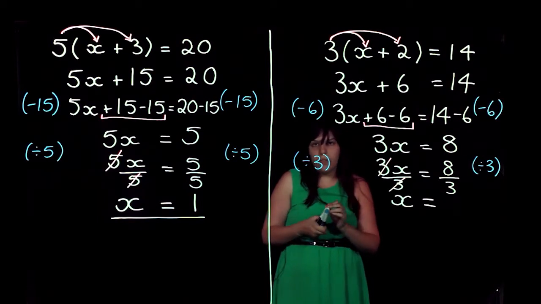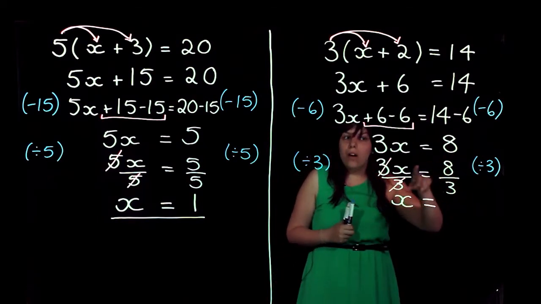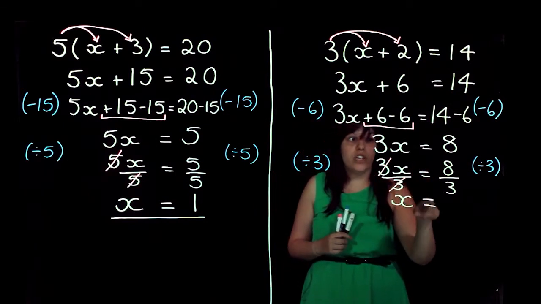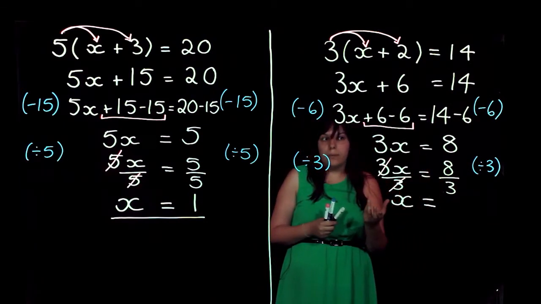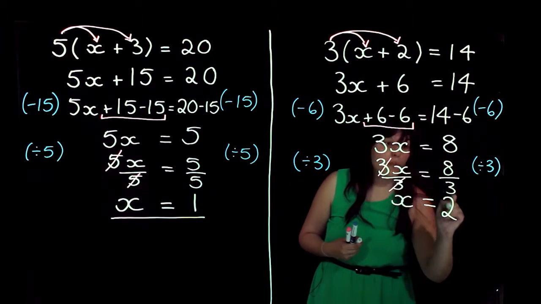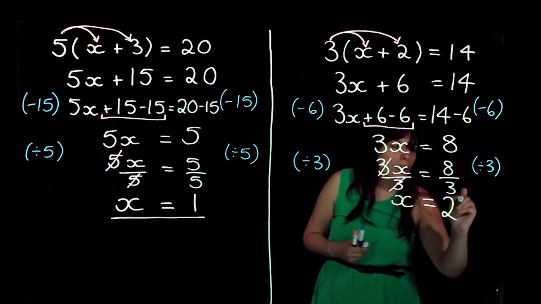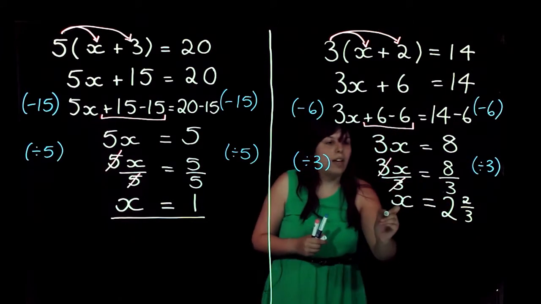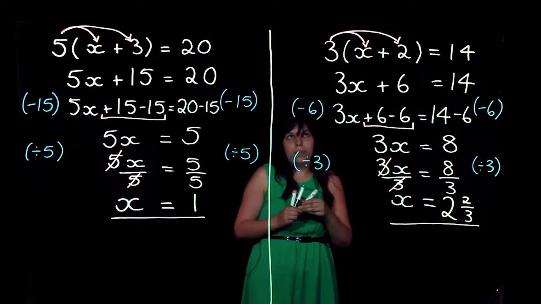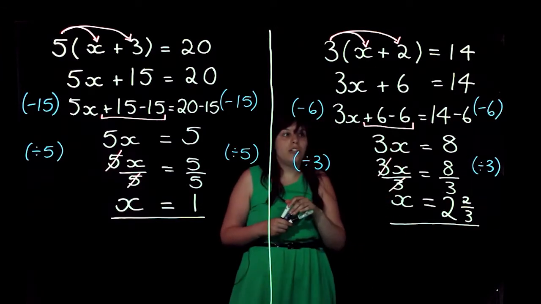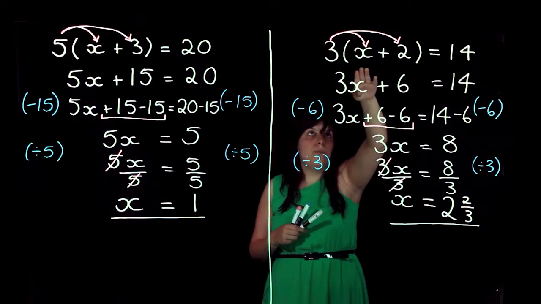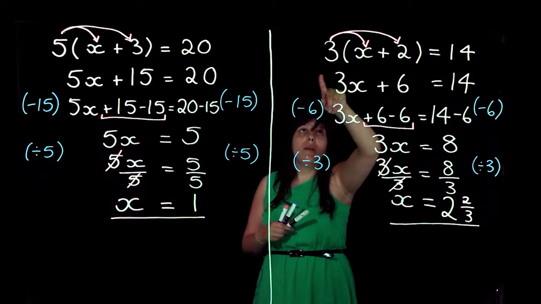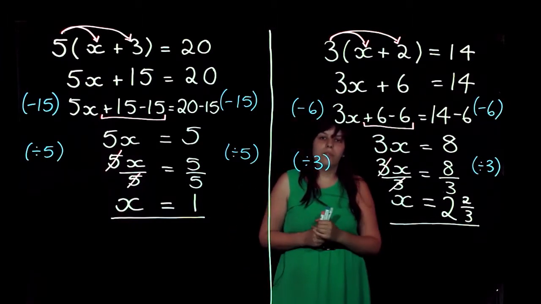And 8 divided by 3 is a fraction. Now, 3 doesn't go into 8 a whole number of times, so I'm going to change that into a mixed number. So how many 3s go into 8? Well, that's going to be 2, because 3 times 2 is 6. And then I'm left with a remainder of 2, and they are thirds, so we've got 2 thirds left over. So that should be our solution. And if we put it back into our equation, then I get 2 and 2/3 plus 2, which is going to be 4 and 2/3. And then if I multiply 4 and 2/3 by 3, I will get 14. So that's my solution for that one.